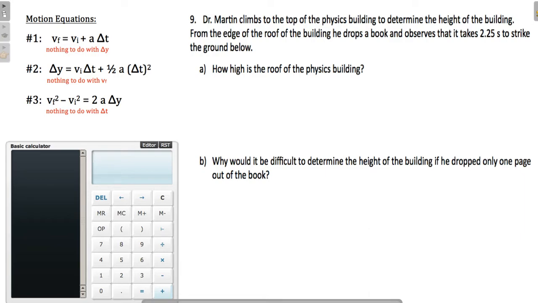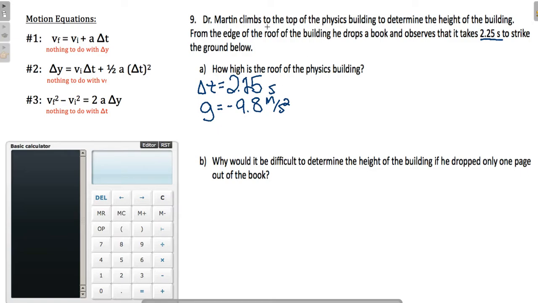Okay, start by just writing down everything you know, like usual. The easy thing to see is they told us this time, 2.25 seconds. So on the left side here, let's begin to write those things down. So delta t, we know, is 2.25 seconds. Okay, we're on Earth, unless Dr. Martin is an alien, so we know gravity is negative 9.8 meters per second squared.